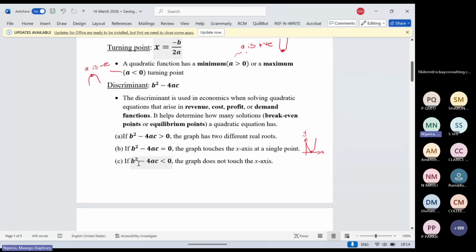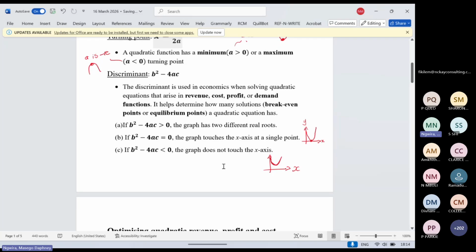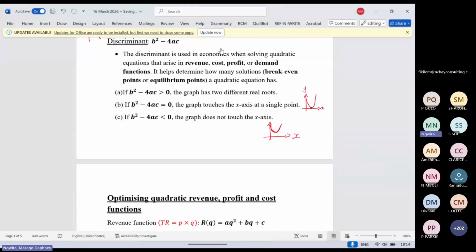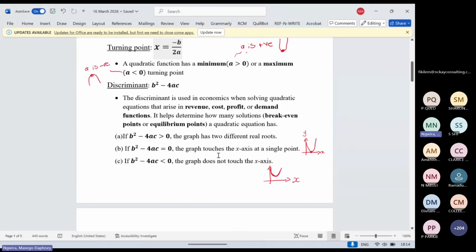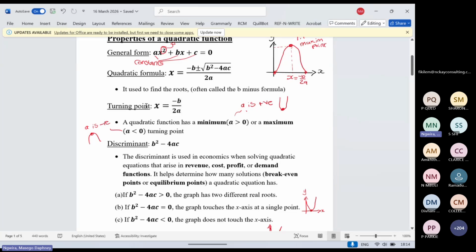So if b squared minus 4ac is less than 0, meaning that when you substitute the values you get a negative answer, then the graph does not touch the x-axis. So your graph will just be here, facing up or facing down. It's not going to touch this line of x. That's what we mean. So now let's look at our application of nonlinear functions in economics. Here I was just giving you the background of maths.